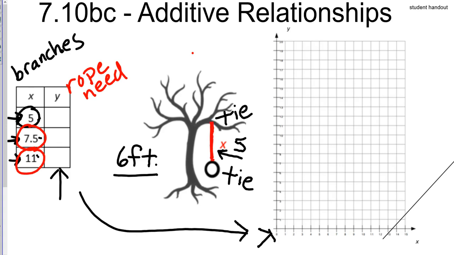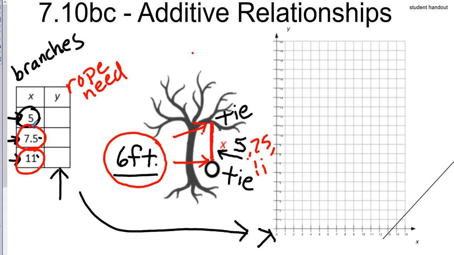Okay, it's either 5, 7.5, he's looking at different X values, or 11. But we talked before how that amount of rope is not enough, right? Because he needs to also tie the rope. He's going to tie it right here. He's got to tie it to the branch, and he's also got to tie it to the tire itself. So he's going to need an additional 6 feet of rope no matter what branch he chooses.